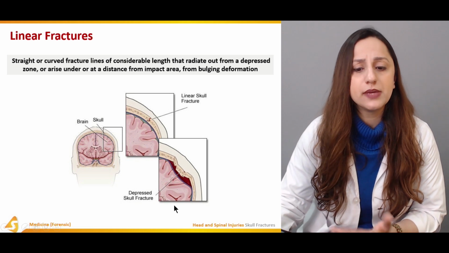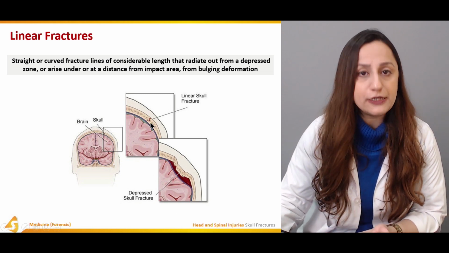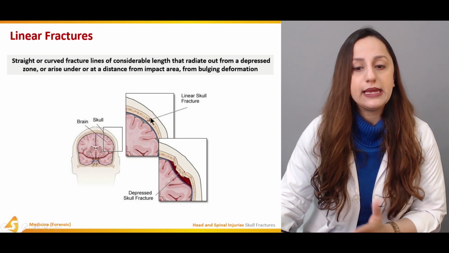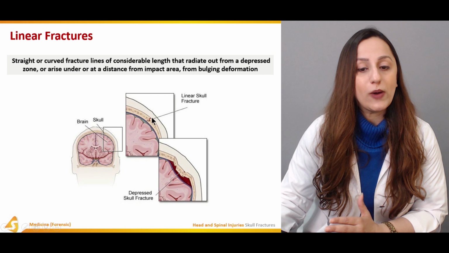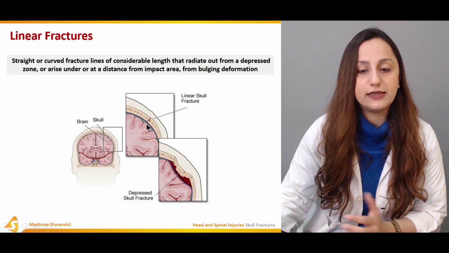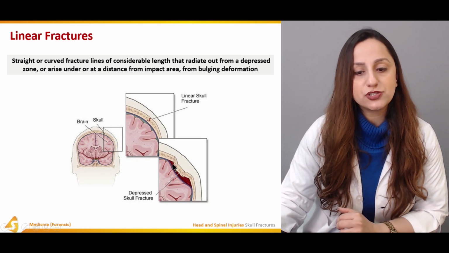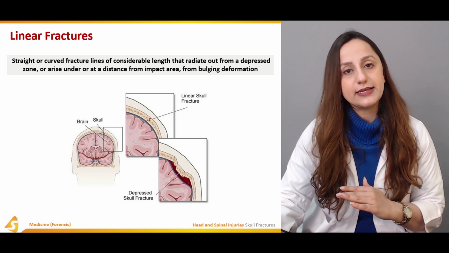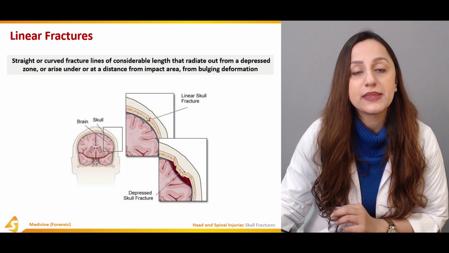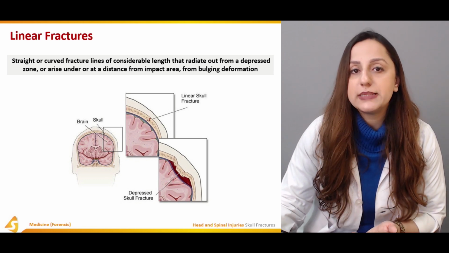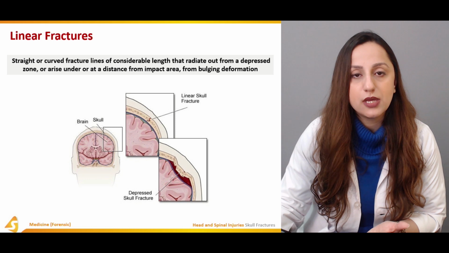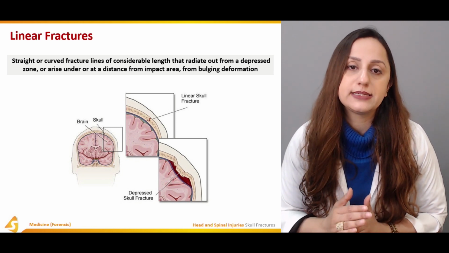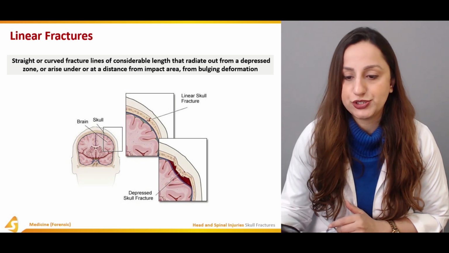So here is a diagram which is showing the difference between the linear fractures and the depressed fractures. Here we have this linear fracture, which is quite linear in its lineage, and in the depressed fractures the whole table of the skull is depressed, and that is when we say it is a depressed fracture. It's not following any lineage, so we say a single table of the skull is depressed and we call it a depressed fracture.